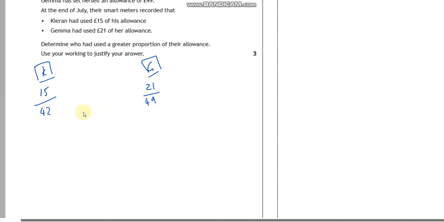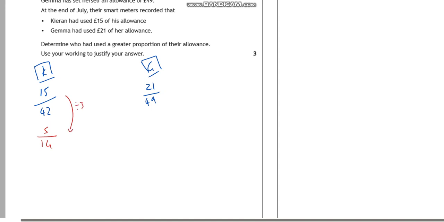It's looking as if these are in the 7 times table, aren't they? So I could divide the top and bottom by 7, and I could try 3 as well. I'll try dividing this by 3, and we'll see what we get down to. So 15 divided by 3 is 5, and 42 divided by 3 is 14. So that's me dividing by 3.